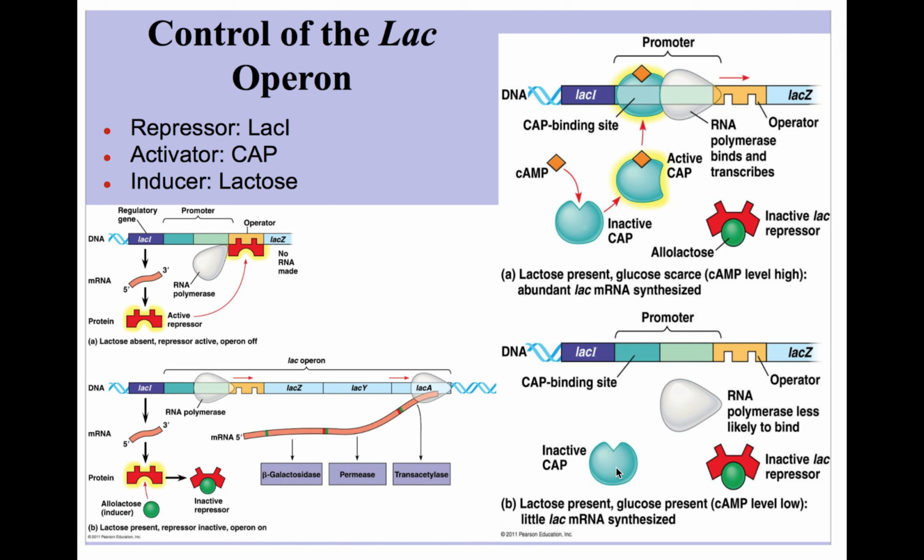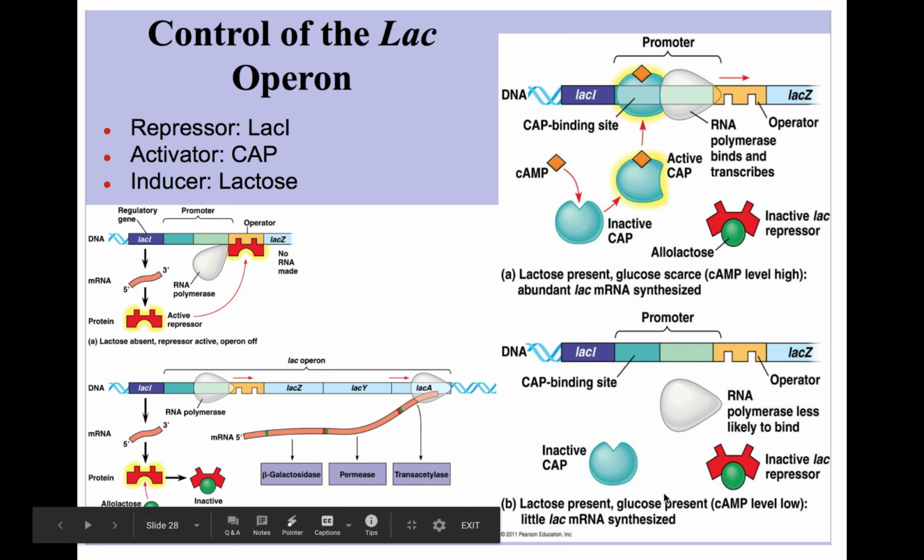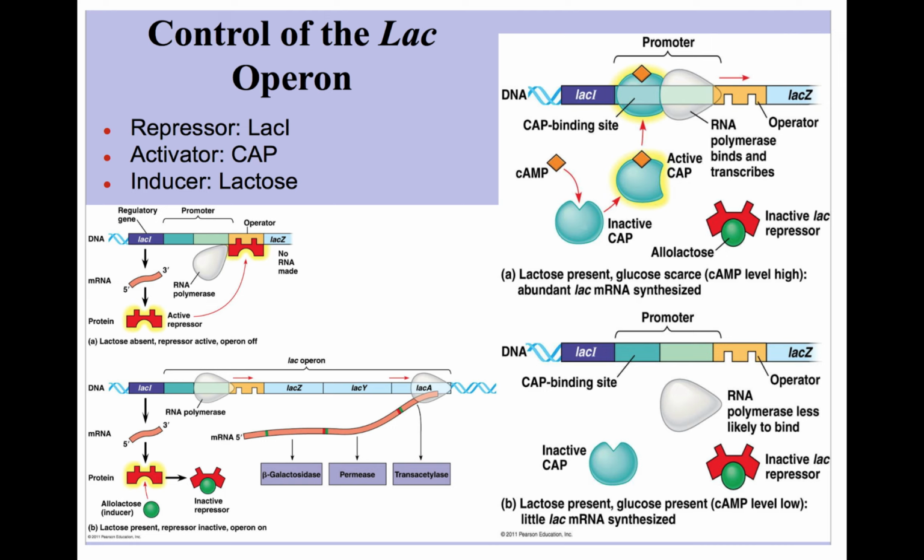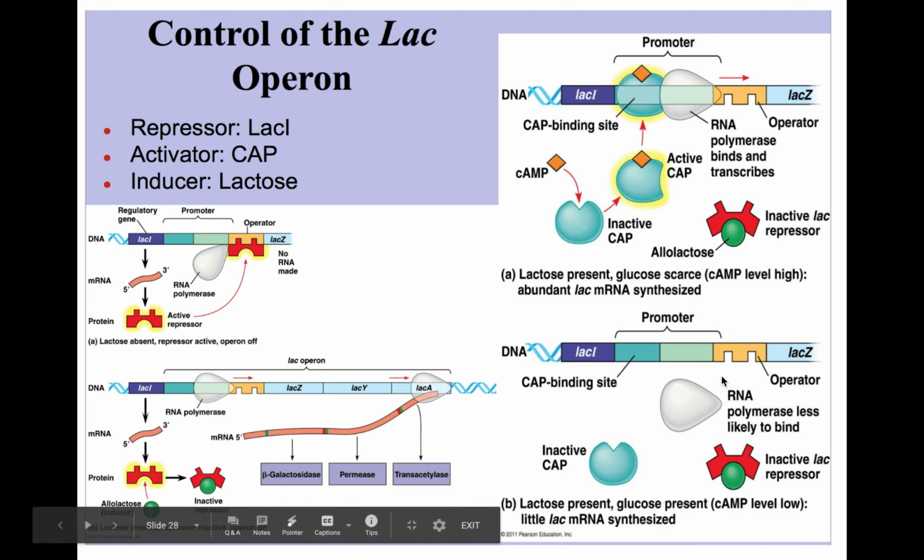This is a way for the cell to say, okay, I've got lactose, an alternate carbon source for energy, but I've got glucose as well. There's no need to start making a bunch of lactose enzymes because glucose is my preferred source of energy. So I'm going to go for the glucose first. I'm not going to worry about the lactose right now. A little bit of transcription will happen, but it's really not that much.